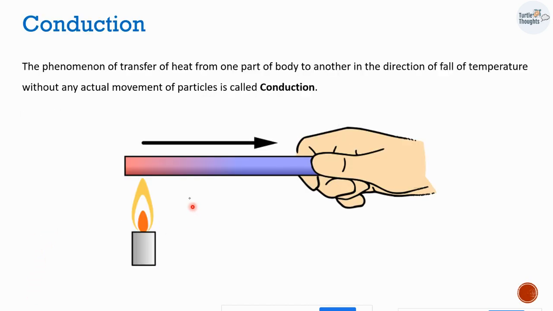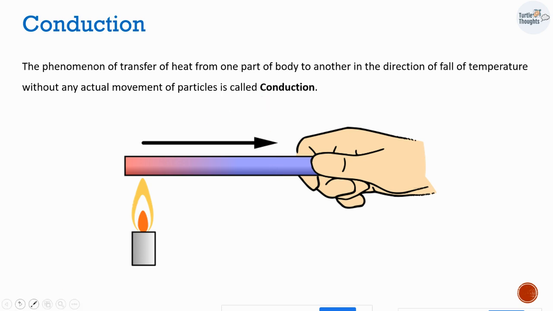Moving on, conduction. The phenomenon of transfer of heat from one part of a body to another in the direction of fall of temperature without any actual movement of the particles is called conduction. If you heat up a scale, as it gets heated up, the heat is going to transfer from the hotter end to the colder end. So after a few minutes, even your hand will start burning, right? Why is this going to happen?